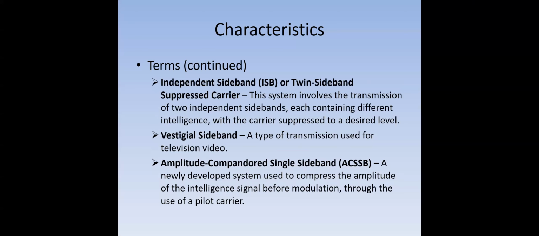Vestigial sideband, a type of transmission used for television video. We have our amplitude compandored single sideband, a newly developed system used to compress the amplitude of the intelligence signal before modulation through the use of a pilot carrier.